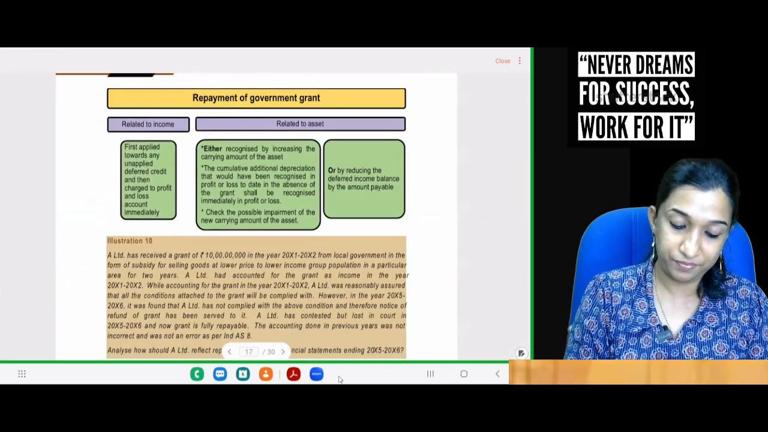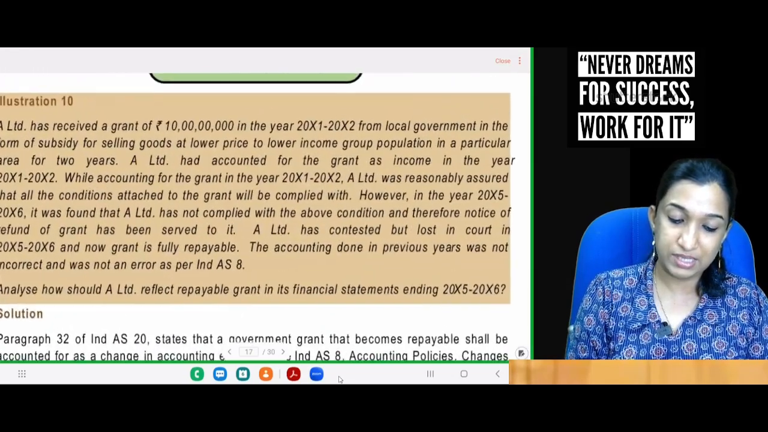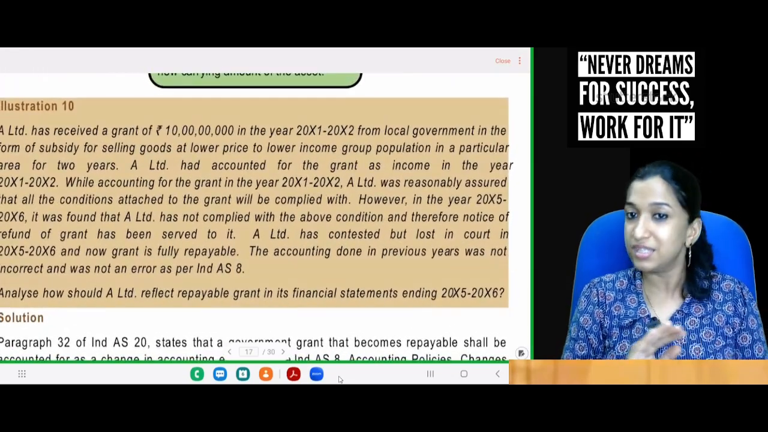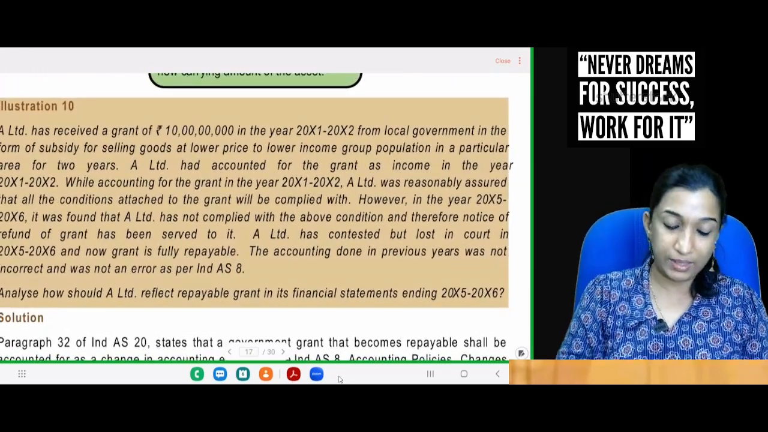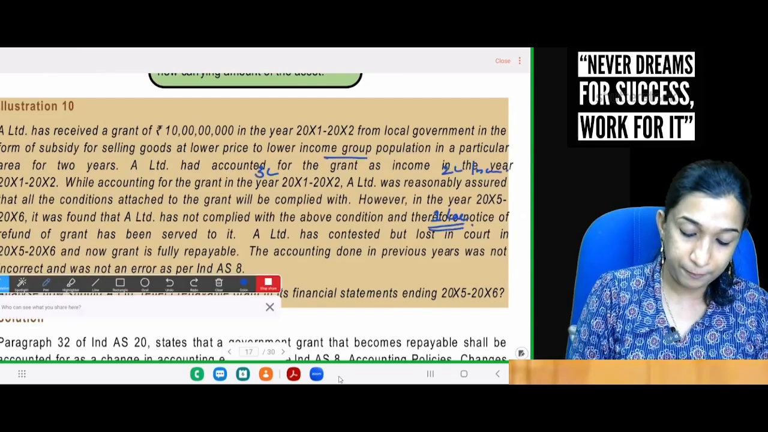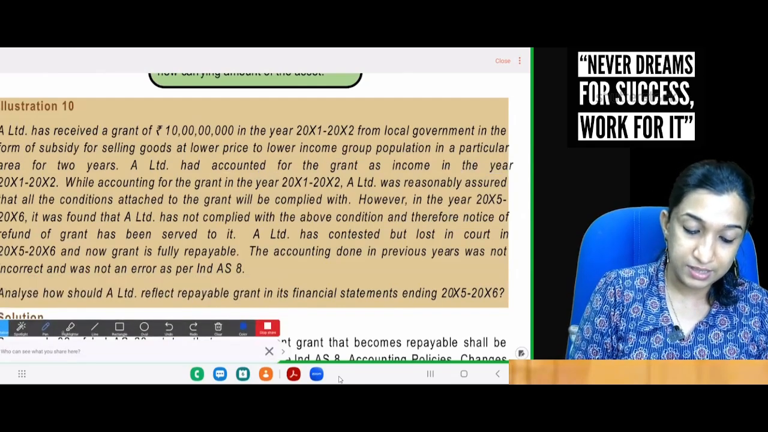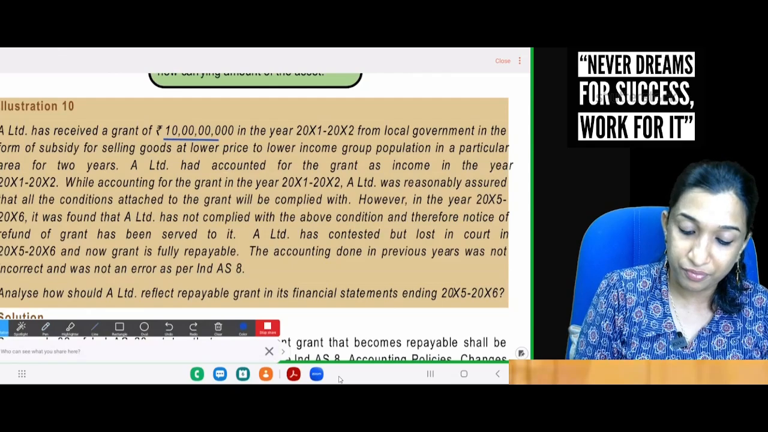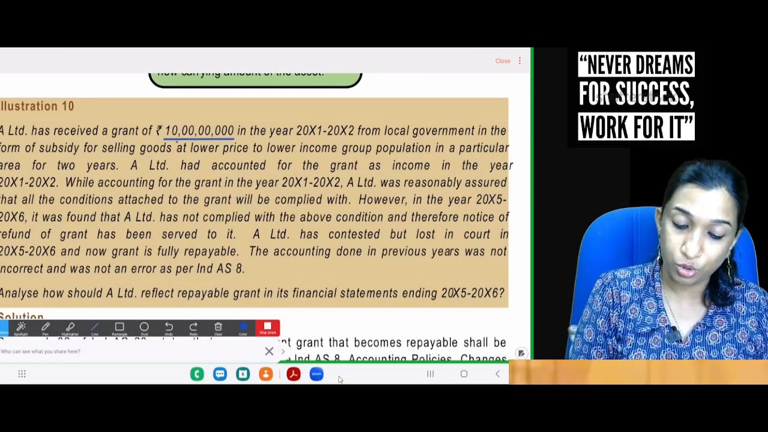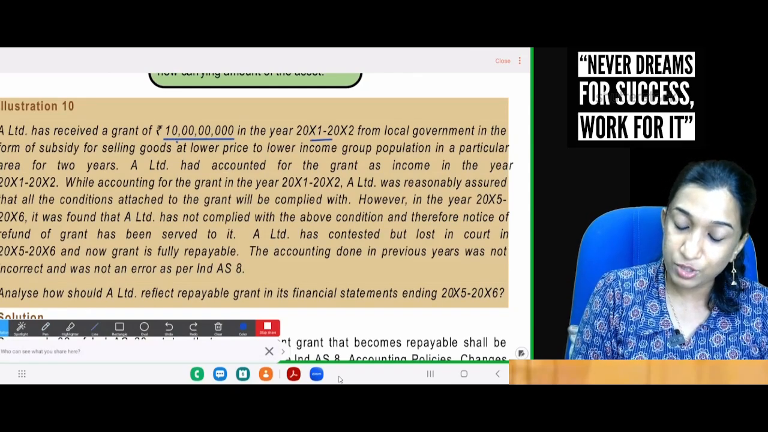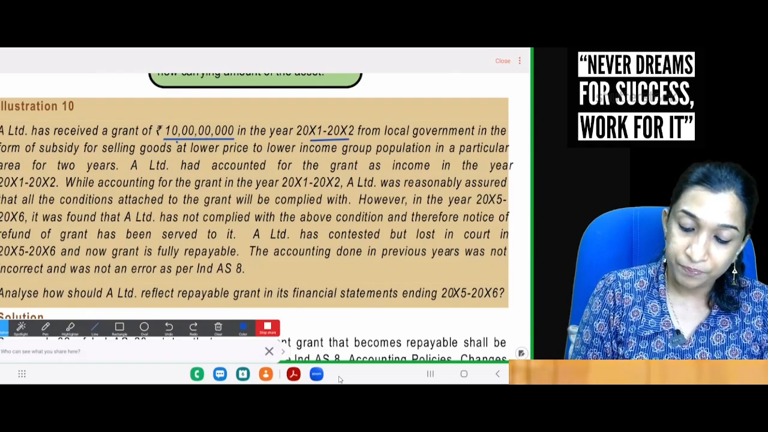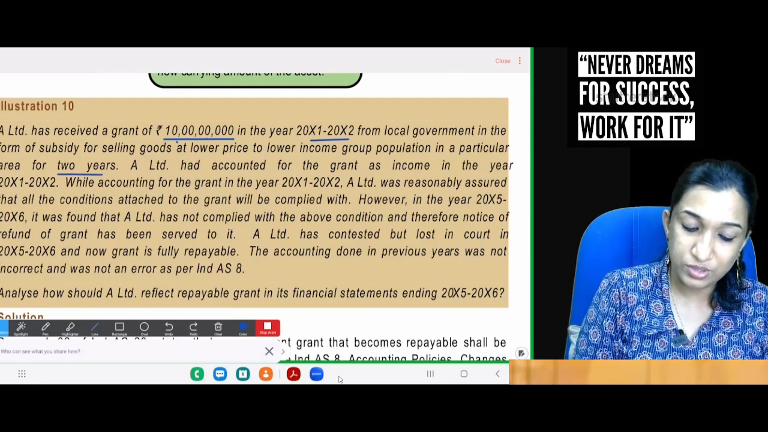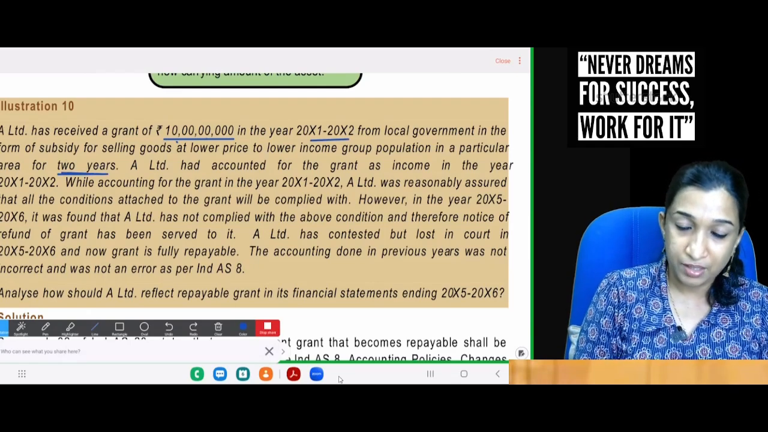Refund. This question appears to be a big one, but the answer is very simple. Let me quickly read illustration number 10. A Limited has received a government grant of 10 crores in the year 11-12 from local government. Some conditions are there to satisfy for 2 years.